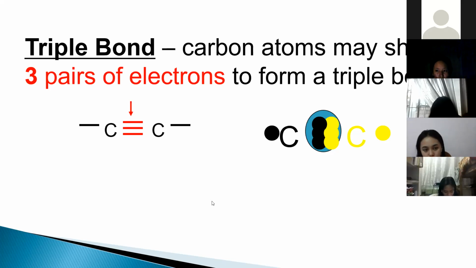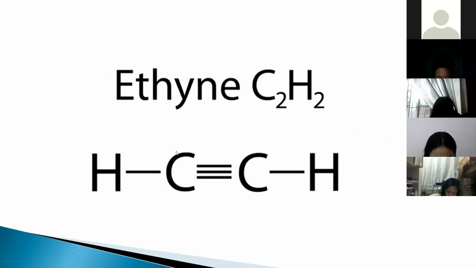Covalent bonds are strong bonds. They are not easily destroyed, though they can be destroyed but not easily. And that will be the reason why in the laboratory, organic reactions between organic compounds are slower compared to the inorganic ones. So example of a compound with a triple bond is the ethine.